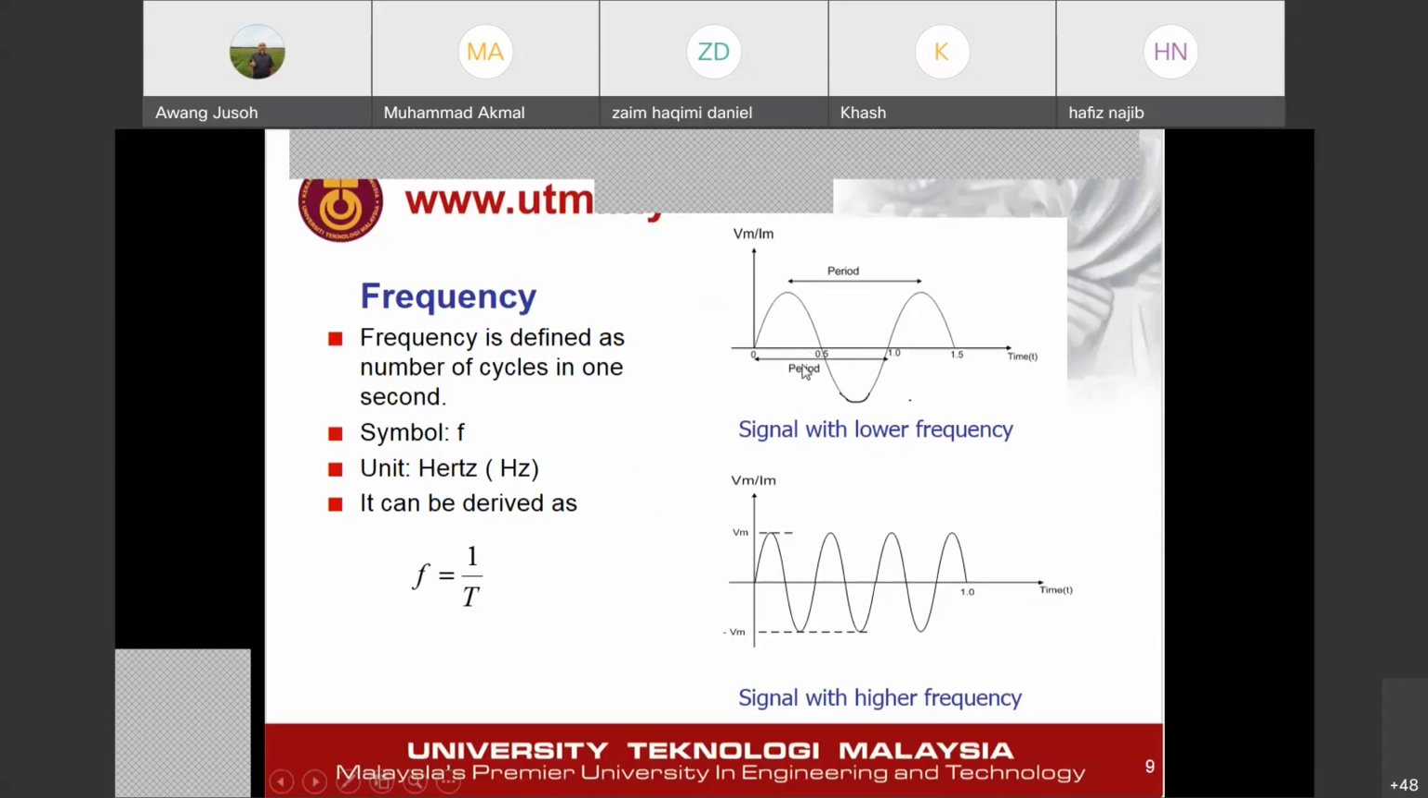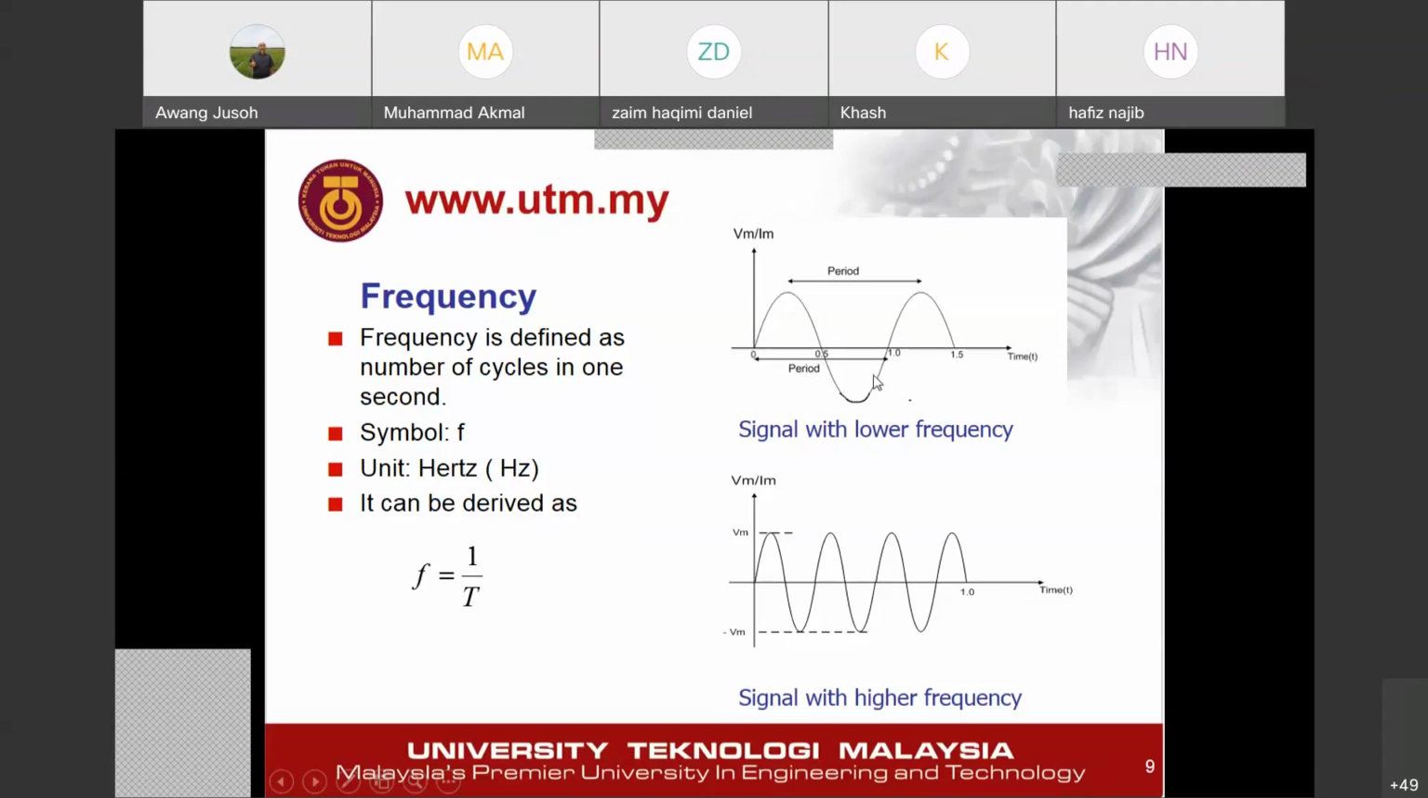What do you mean by 50 hertz? In 1 second, you have 50 complete cycles. That means 50 hertz. So in a time of 1 second, our signal has 50 cycles. That is the meaning of 50 hertz.